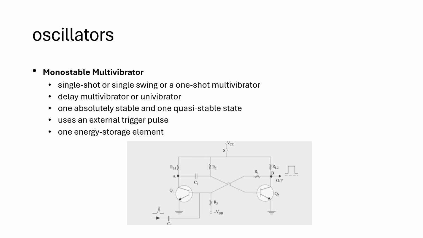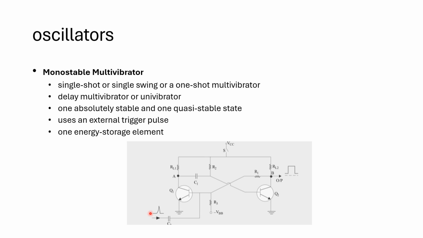So aside from astable multivibrators, we have the monostable multivibrator. Monostable multivibrator is also called single shot or single swing or a one-shot multivibrator. It is also called delay multivibrator or univibrator. It has one absolutely stable state and one quasi-stable state. It uses an external trigger pulse. So this is our external trigger pulse.